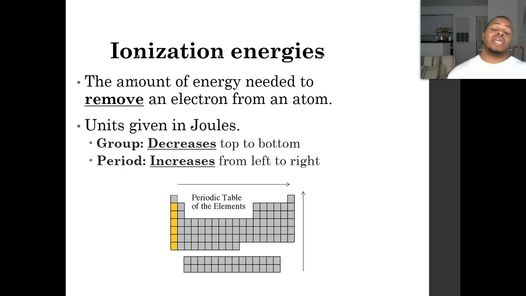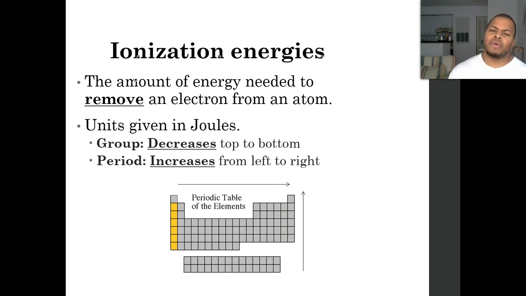Now, when we look at ionization energy across the periodic table, when we look at the group, it decreases as we go from the top to the bottom, meaning the values get smaller and smaller as we go down within the group. And then it increases from left to right.